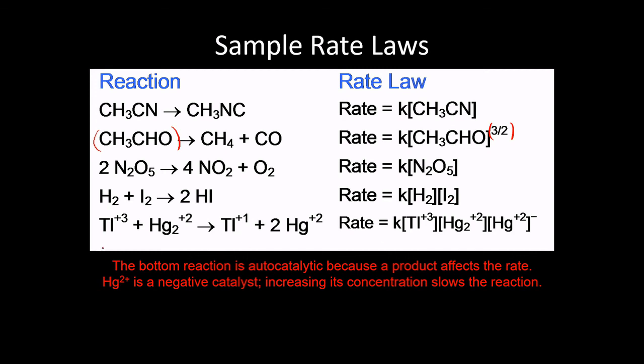So you can see here in this one, you actually have a product in the rate law, which is very unusual, but is not unheard of. This bottom reaction is what we would call autocatalytic, because the product that is being produced actually helps the reaction go faster. So we have our 2 reactants in the rate law, but then we also have one of the products in the rate law.